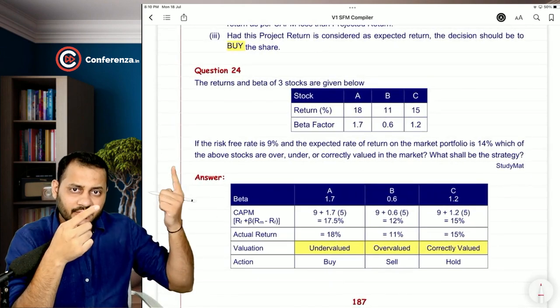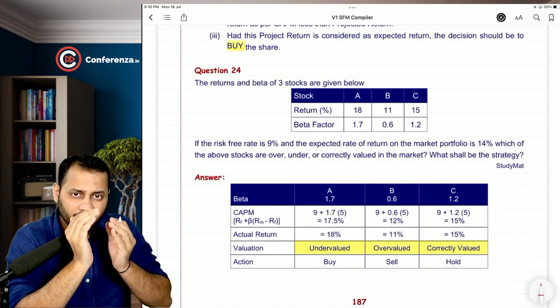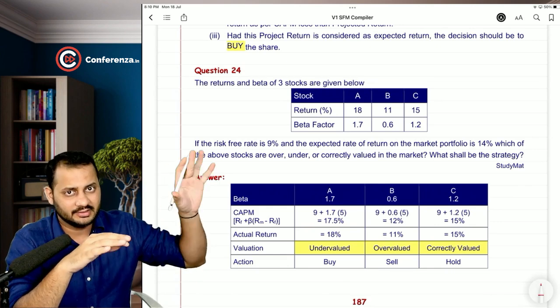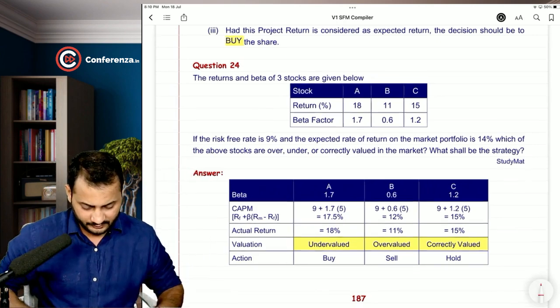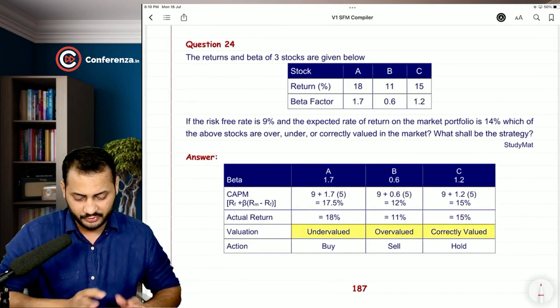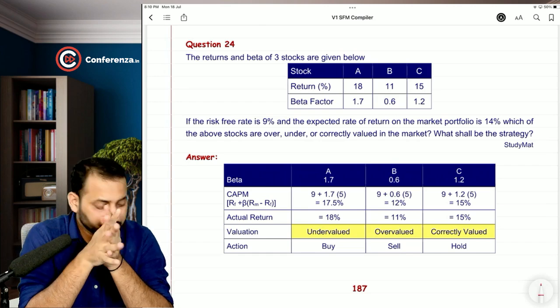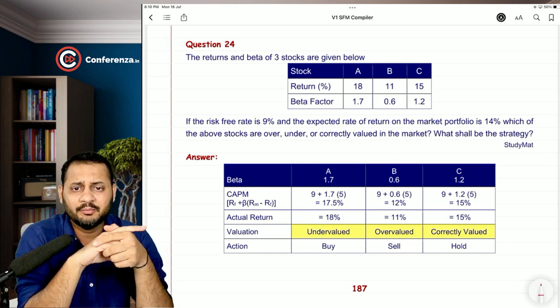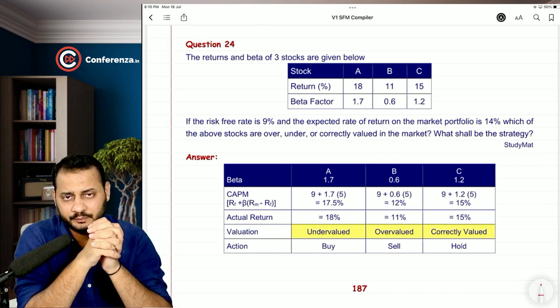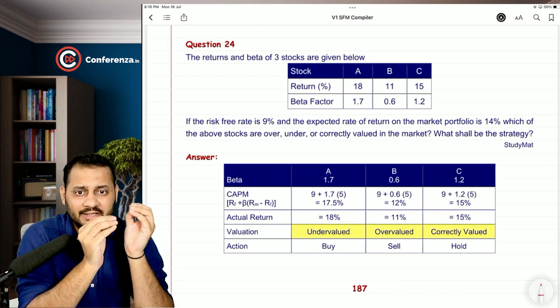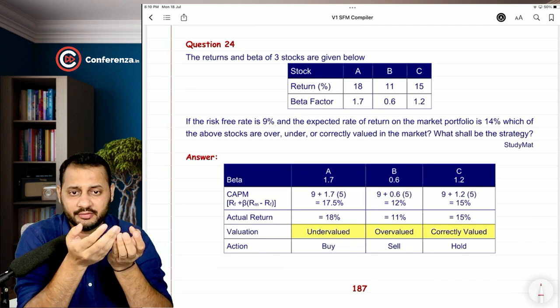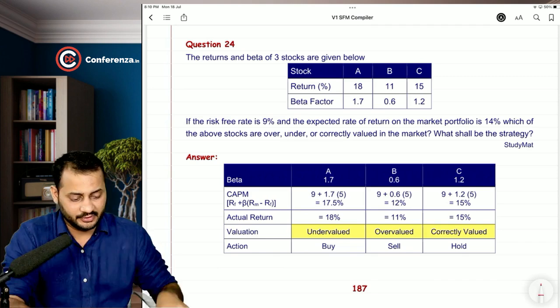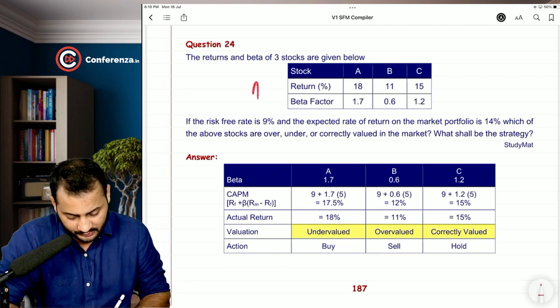Question number 23 is the smaller version of question number 24, and this is what I'm considering in this lecture now. So we'll start directly from question number 24. Have a look. See, the returns and beta of 3 stocks are given below. Stock ABC, the actual return 18, 11 and 15%. Okay, this is actual return. I will tell you why.